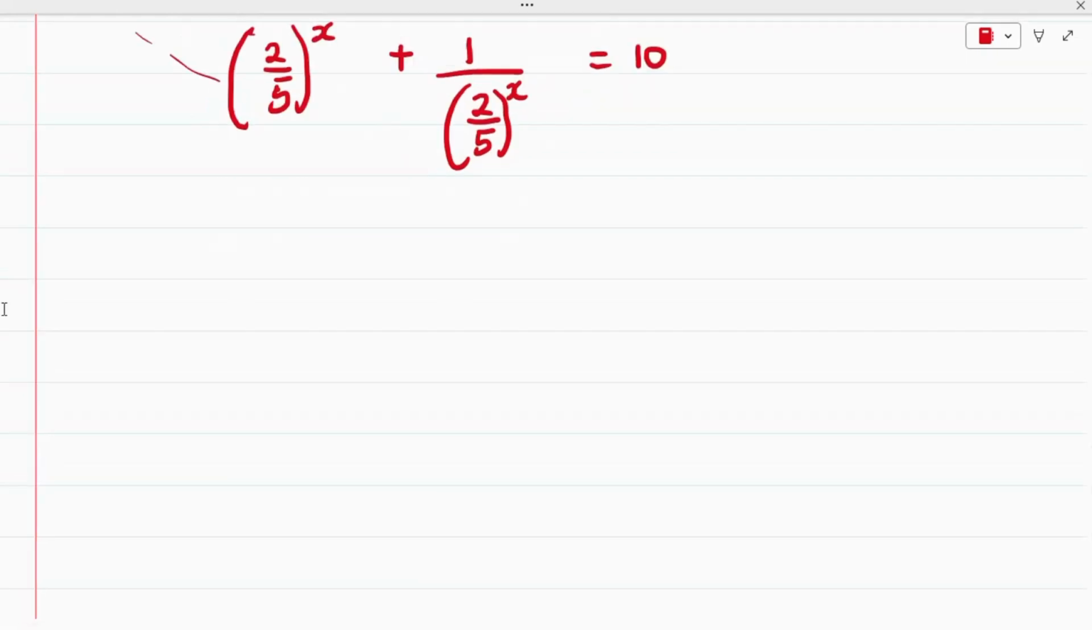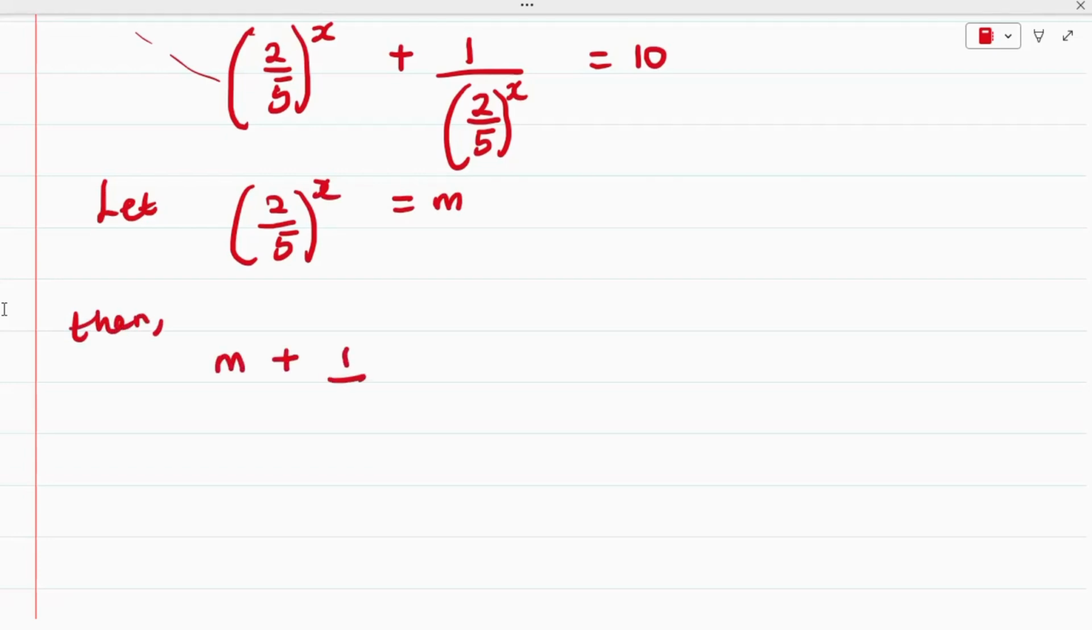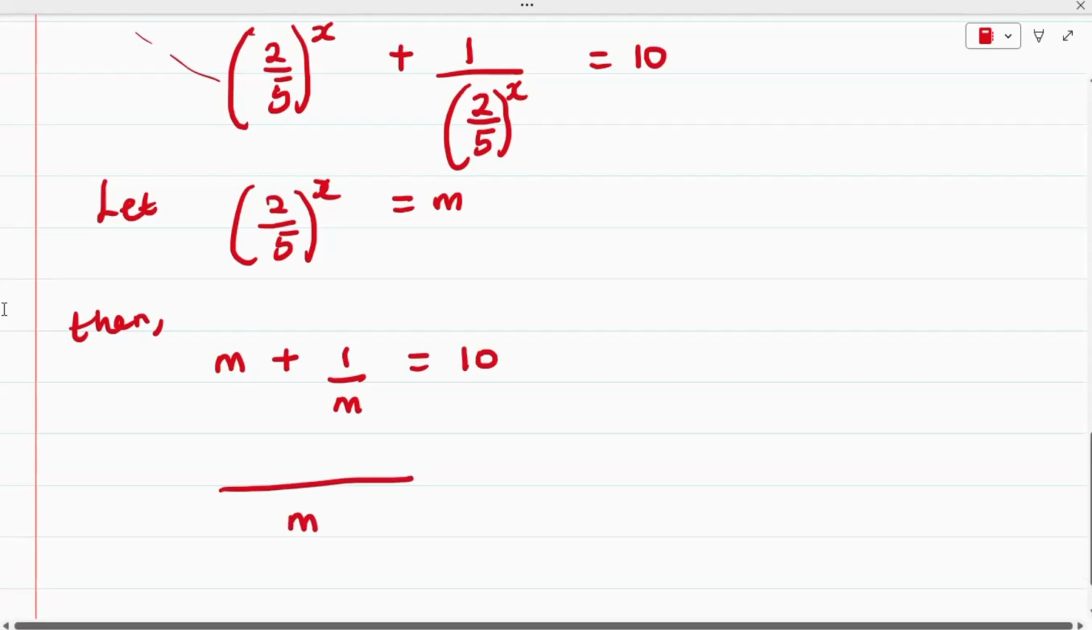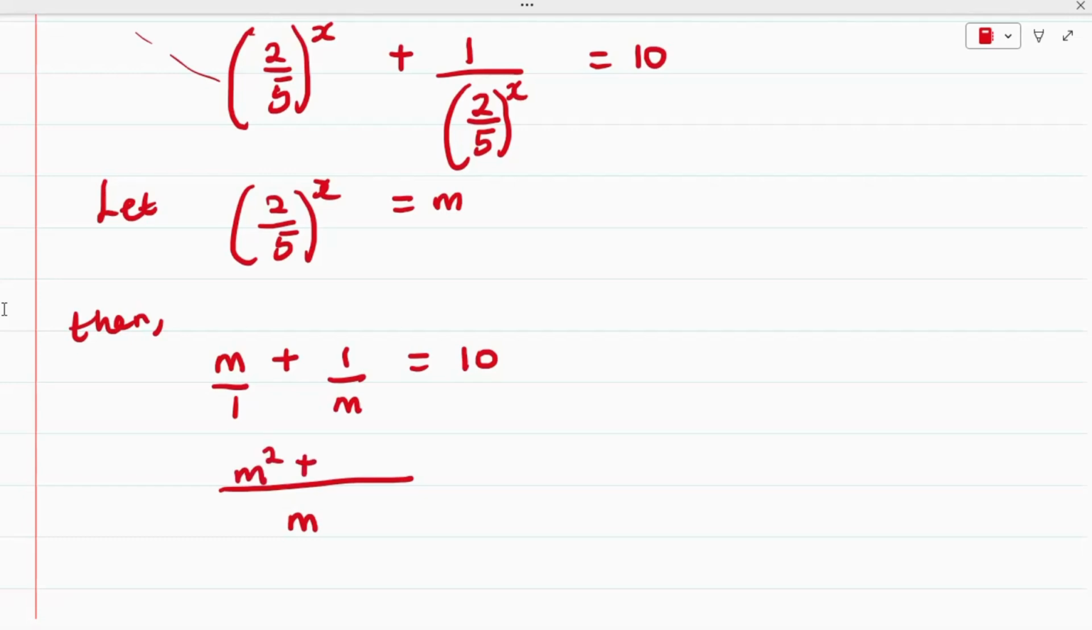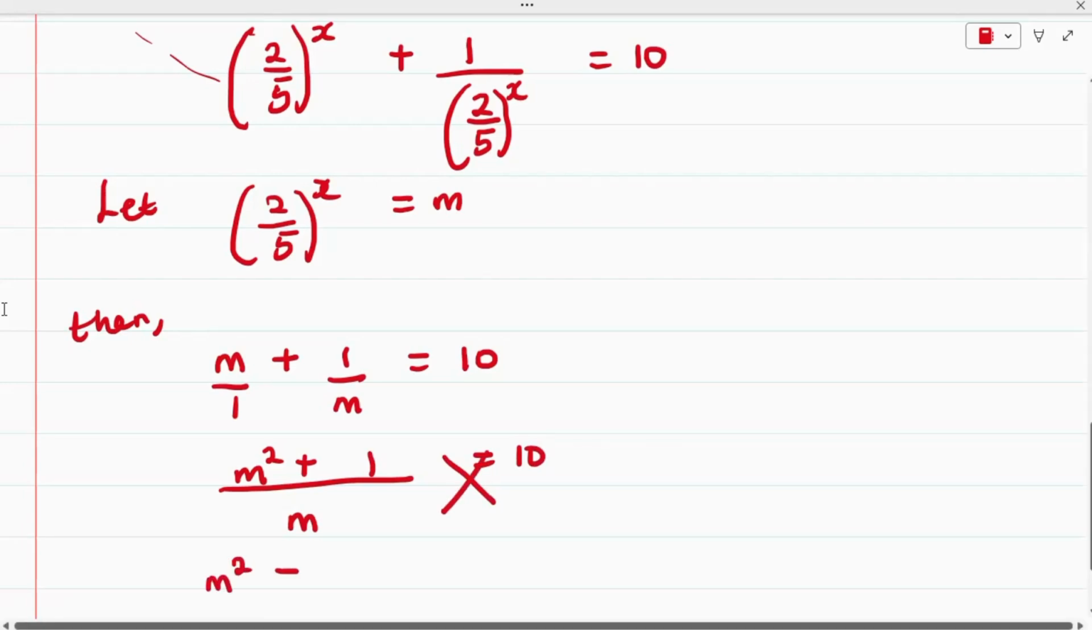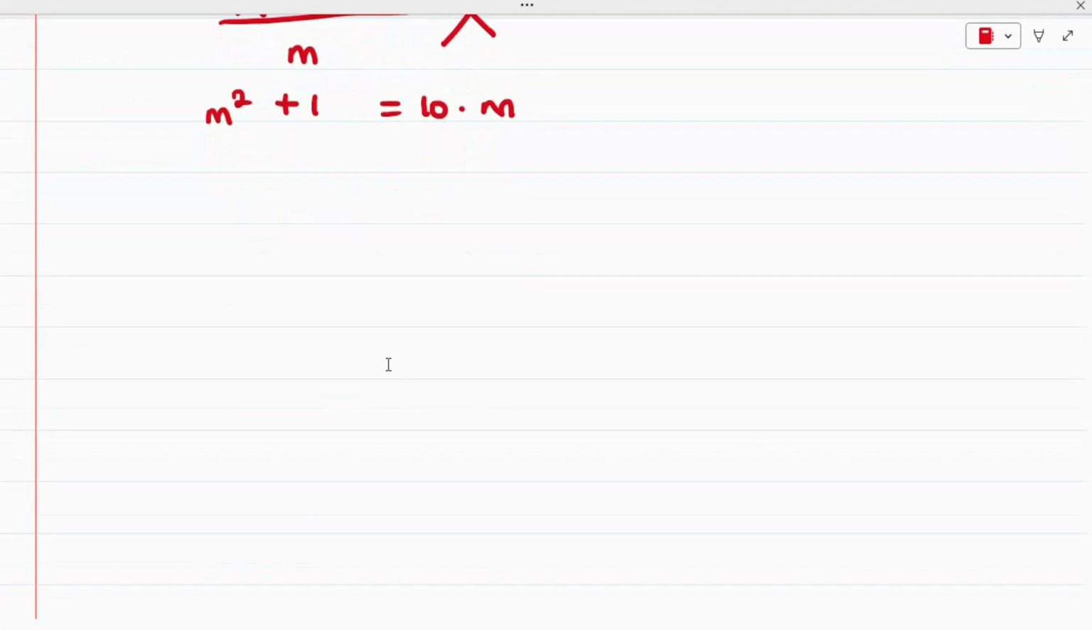10. So from here we're going to say let 2 over 5 raised to the power of x be equal to m. Then we have m plus 1 over m, and this is equal to 10. So we look for the LCM: m times m is m squared, so we have m squared plus 1 over m, and this is equal to 10. So you cross multiply, we have m squared plus 1 is equal to 10 multiplied by m. So we have m squared plus 1 is equal to 10m.